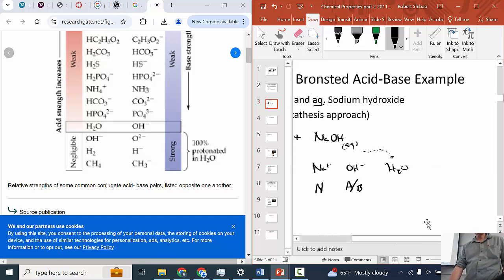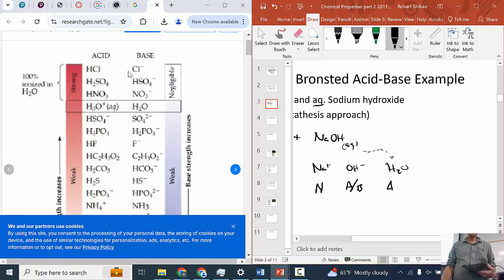Then we go to water. And I see water here. Water, is it a very good acid? No, it's a pretty poor acid. But it can act as an acid, so I'm going to put an A here on water. And then I scroll up the chart and I see water up here. Is it a very good base? No. So it's not a very good acid nor a very good base.